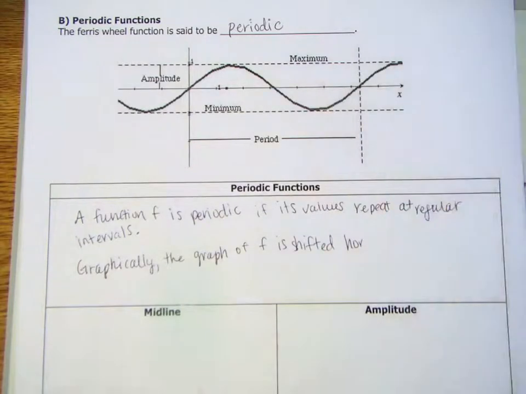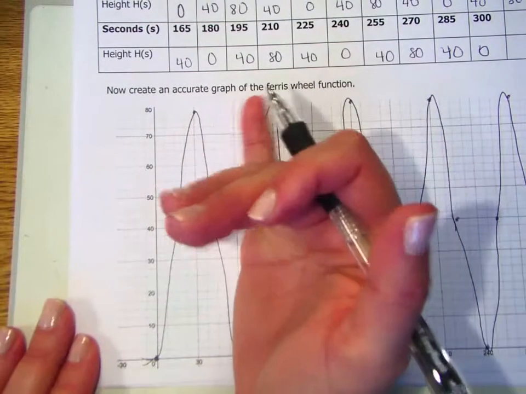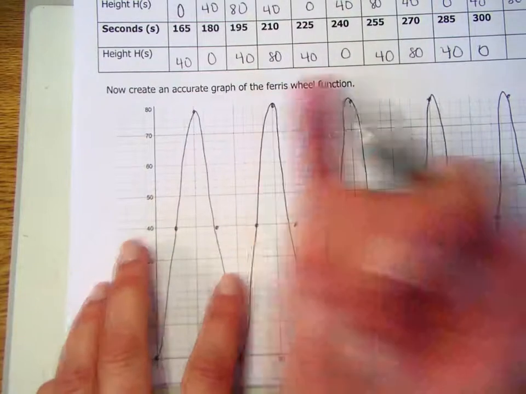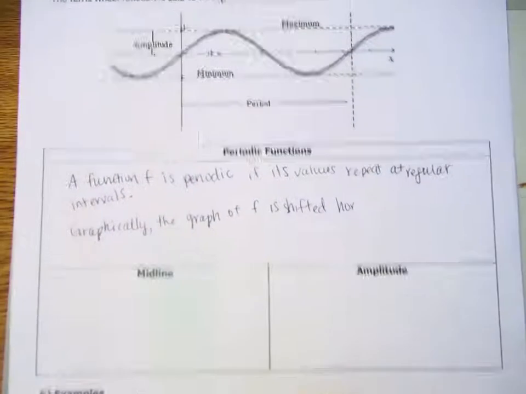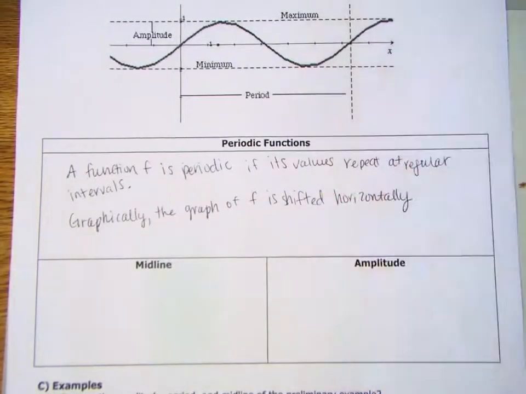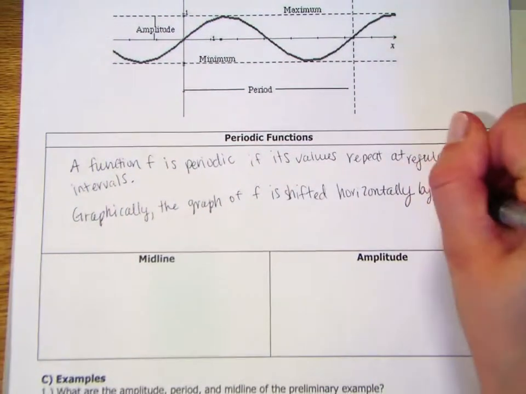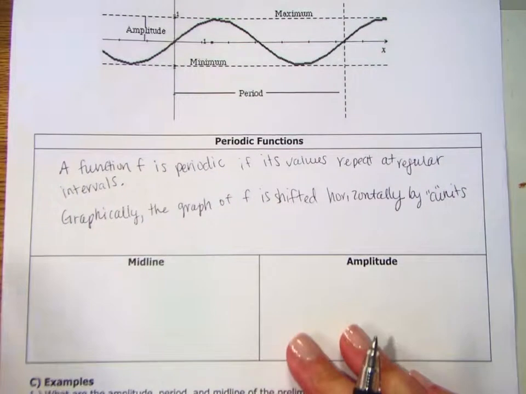So we saw, for example on this Ferris wheel example, if you look at this first part of the graph, we can take that part of the graph and shift it over, okay? So graphically, the graph of f is shifted horizontally by some number c units.